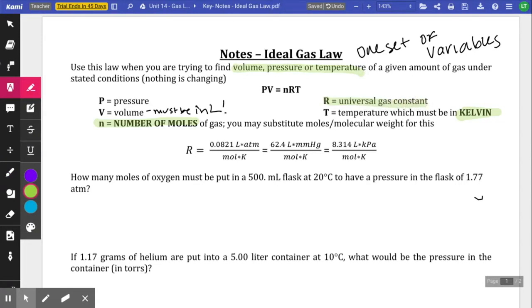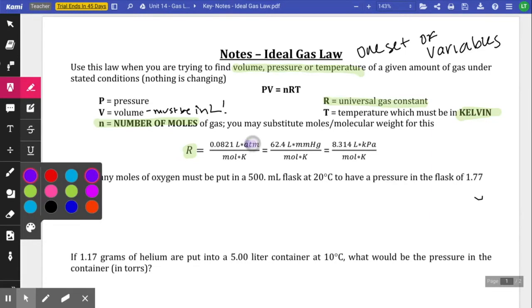It's on the formula chart, but I'm going to go through it with you guys real quick. R can have several different values. It can either be 0.0821 liters times atmospheres divided by moles times Kelvin, 62.4 liters times millimeters of mercury divided by moles times Kelvin, or 8.314 liters times kilopascals divided by moles times Kelvin. So we have these three different R values, and we have to choose which R value we use based on the one thing that's different in their units, and that's the pressures.